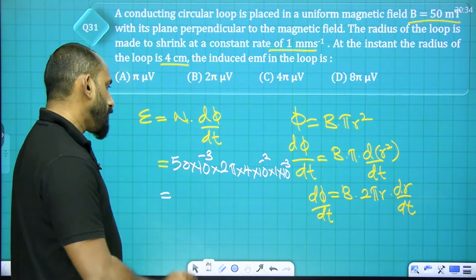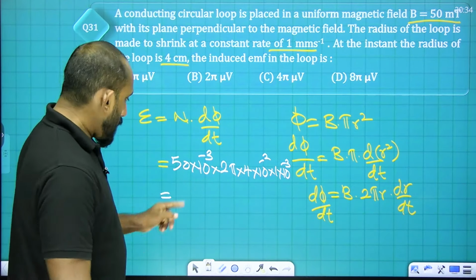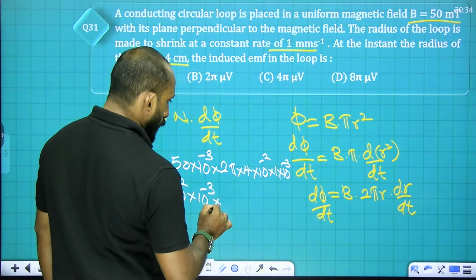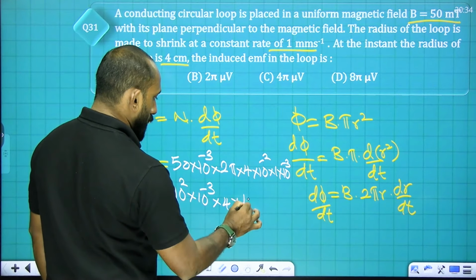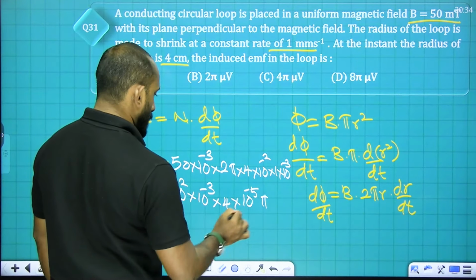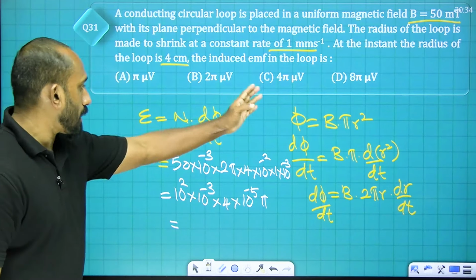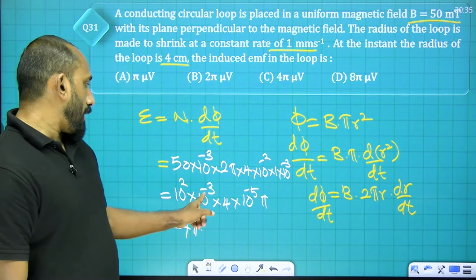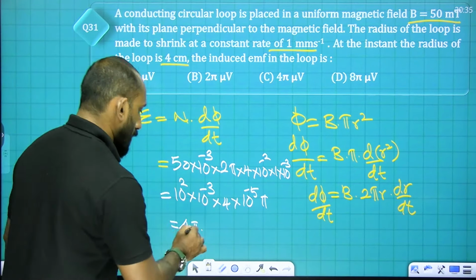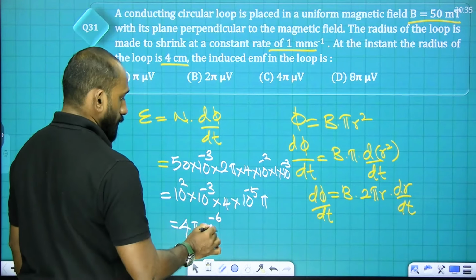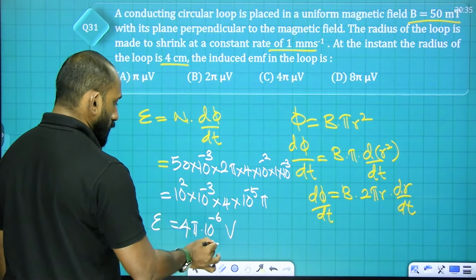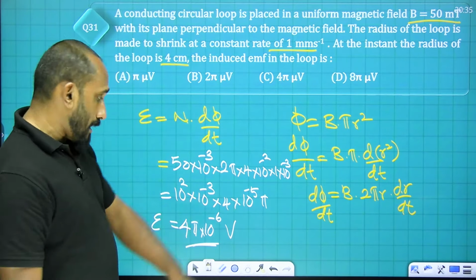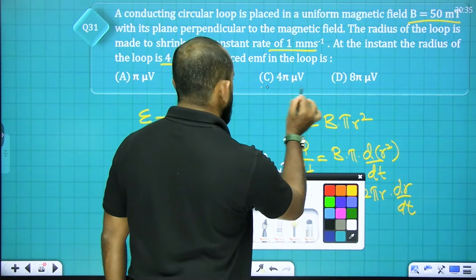So if you do it, it will become 2 into 50, that's 100, 10^2, then 10^-3, then 4 times 10^-5 into π. So in terms of π is the answer: 4π times 10^(-3 -5 +2), that is 10^-6. That much volt will be the EMF. So 4π × 10^-6, that's 4π microvolt will be the answer. So here option C is the correct answer.